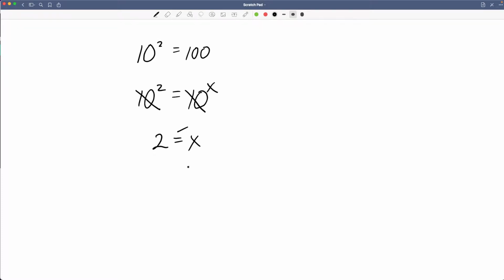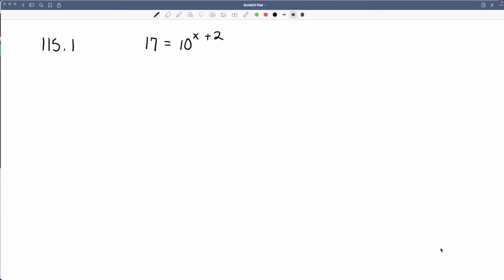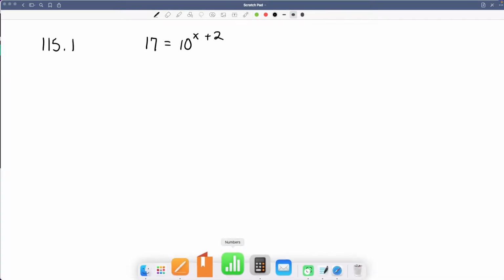So let's jump into example 115.1. We'll start there. So here we have 17 set equal to 10 with an exponent. Now, how can we do this? Well, first we can take this number here and we can put it into a base 10 using our calculator. So let's do that now.